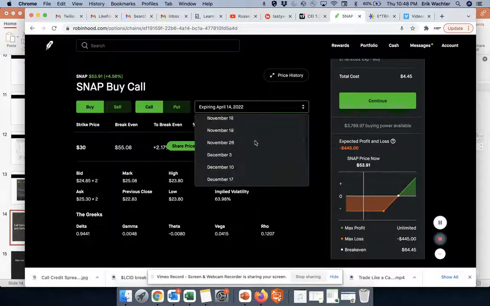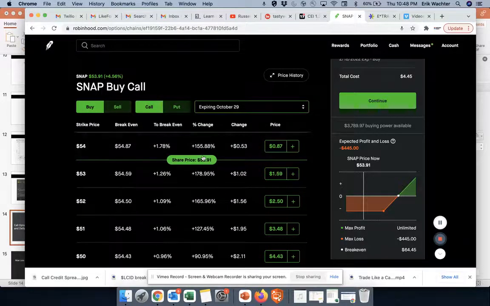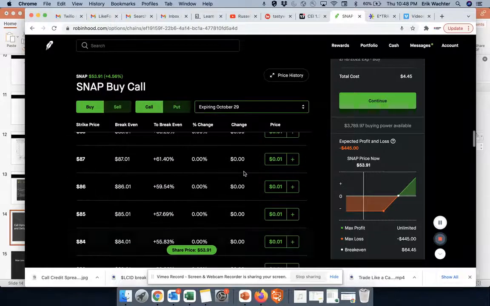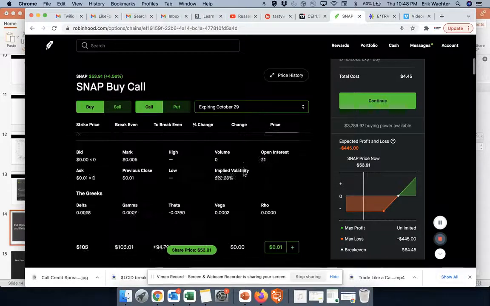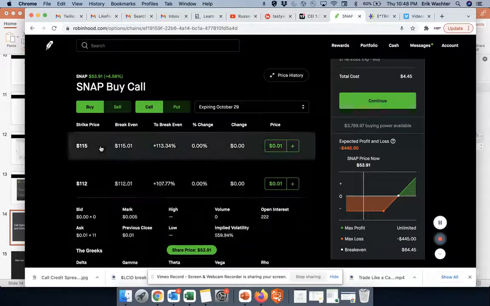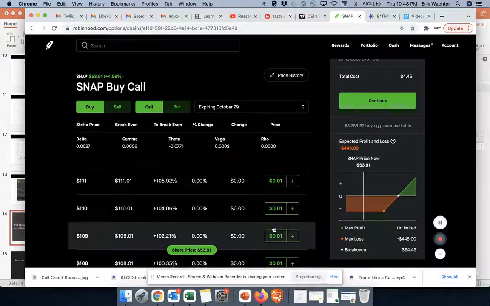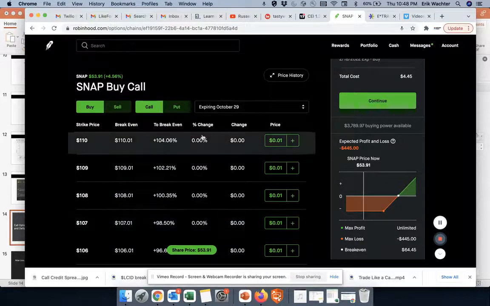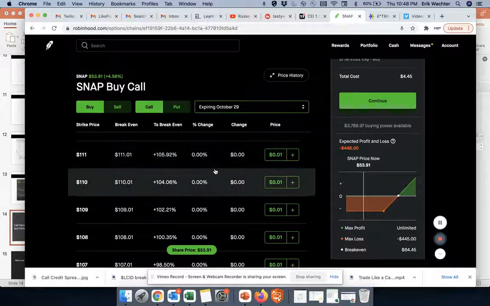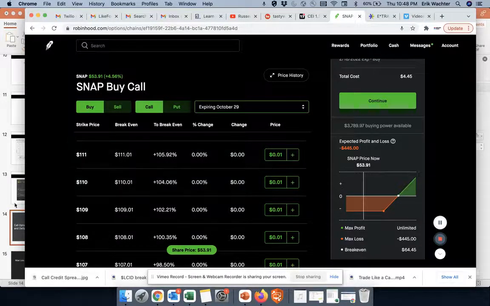And the cheapest contracts are going to be the ones that are nearest in time, the shortest time duration, and the furthest out of the money, look at that, the 115. It's trading for a cent. These are all trading for a cent because it's just so unlikely that we're going to see a $50 spike. And literally, this is tomorrow. We're not going to see a $50 spike in Snapchat. Okay, so that makes sense.